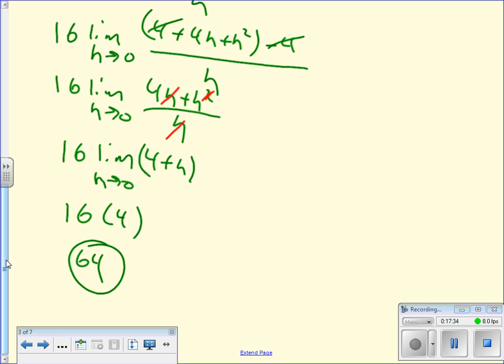If time was 3, this would not match the distance. The speed would not be the same. And at 1 second, they're not the same.